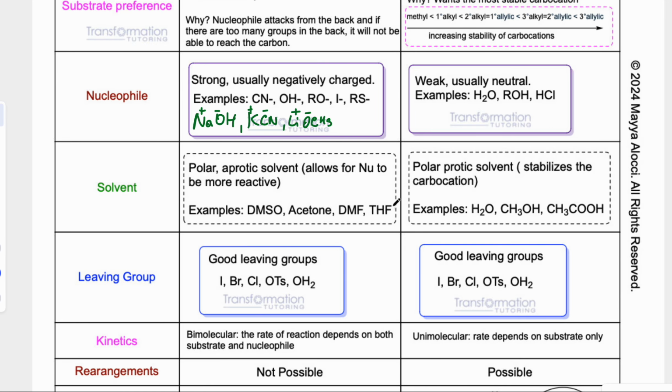But honestly, you can just remember some of these solvents. DMSO, acetone, DMF, CHF are all polar aprotic solvents. So if we see them, we will think, okay, this might be an SN2 reaction. We have to think about it all together. Do I have a primary or secondary substrate? Do I have a strong nucleophile? And what kind of solvent do I have? So, for example, if I have a primary substrate, a strong nucleophile, and a polar aprotic solvent, then this is going to be an SN2 reaction.